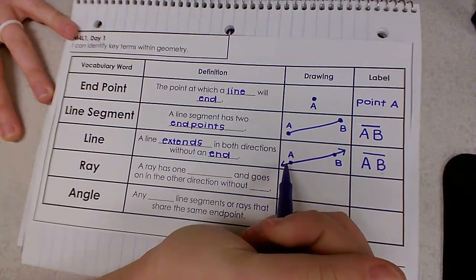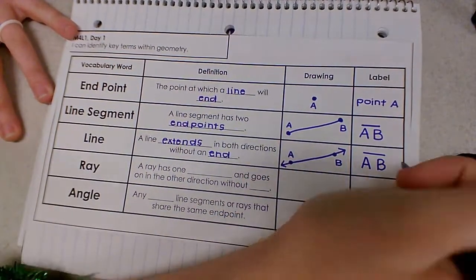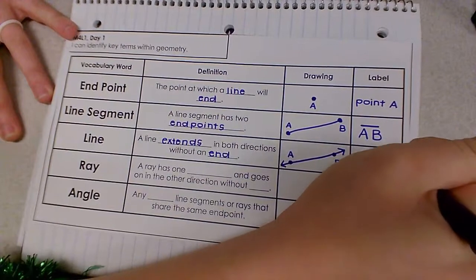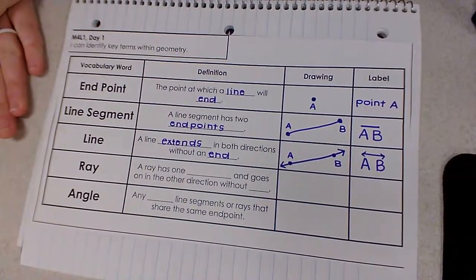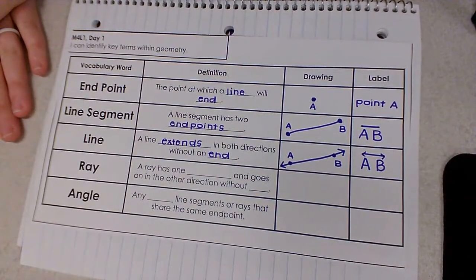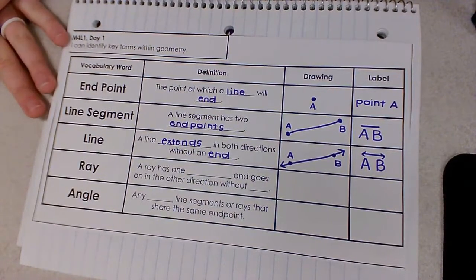So just like we did in our drawing, when we label it, we're going to add two arrowheads to the sides of the label. That lets us know that this is a line that extends in both directions.